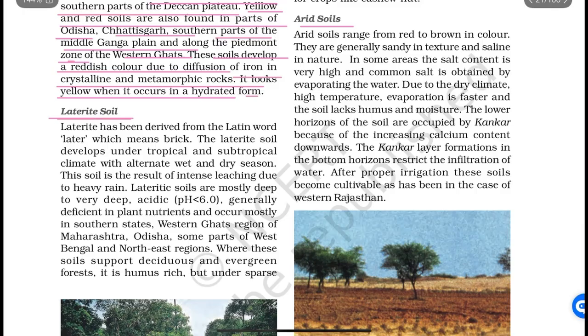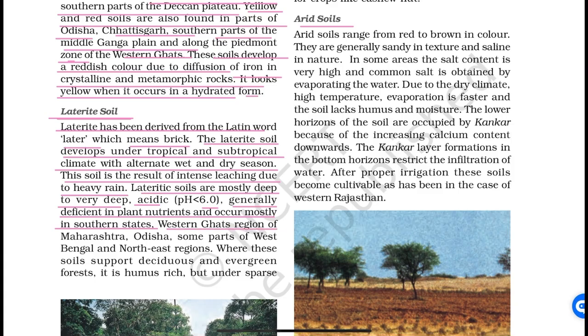Next is laterite soil. Laterite has been derived from the Latin word later, which means brick. The laterite soil develops under tropical and subtropical climate with alternate wet and dry seasons. This soil is a result of intense leaching due to the heavy rain. Lateritic soils are mostly deep to very deep, acidic, with pH less than 6. Generally deficient in plant nutrients and occur mostly in southern states.